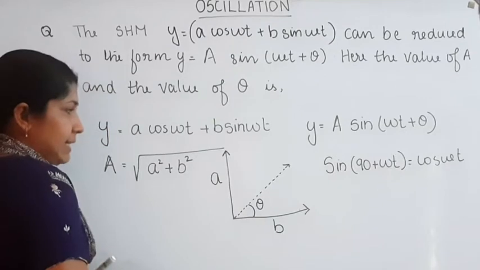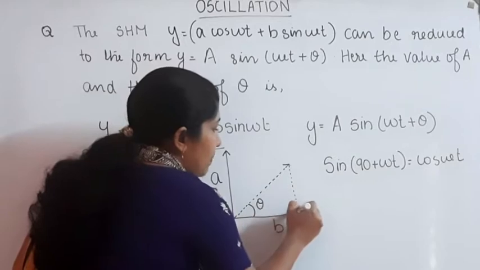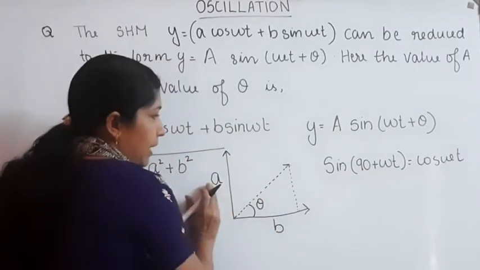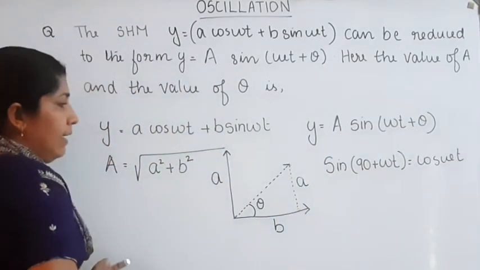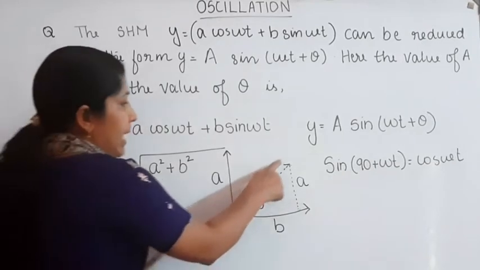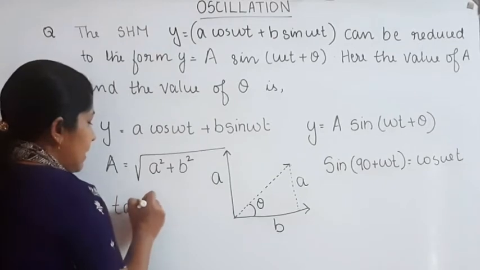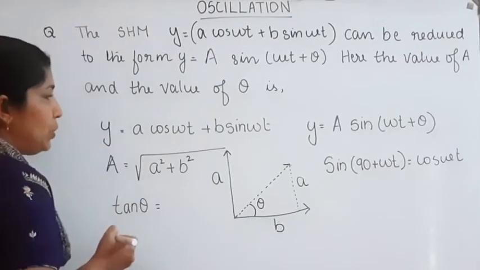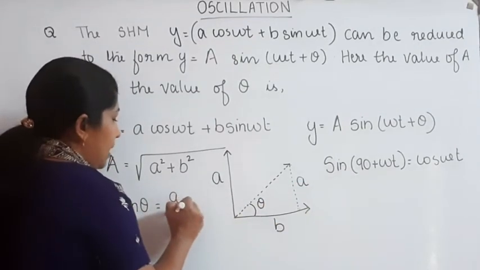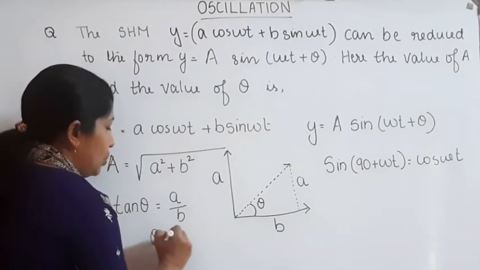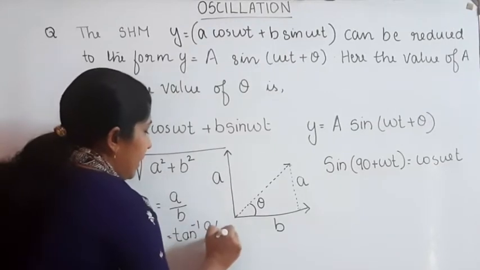To find tan theta, we can draw a line parallel to this A, and the magnitude here is equal to A. Then from this triangle, tan theta is equal to opposite side divided by adjacent side, that is a by b. Then theta is equal to tan inverse a by b.